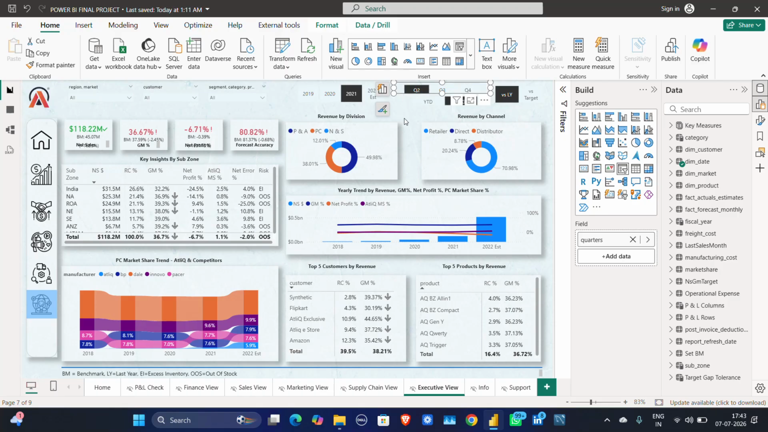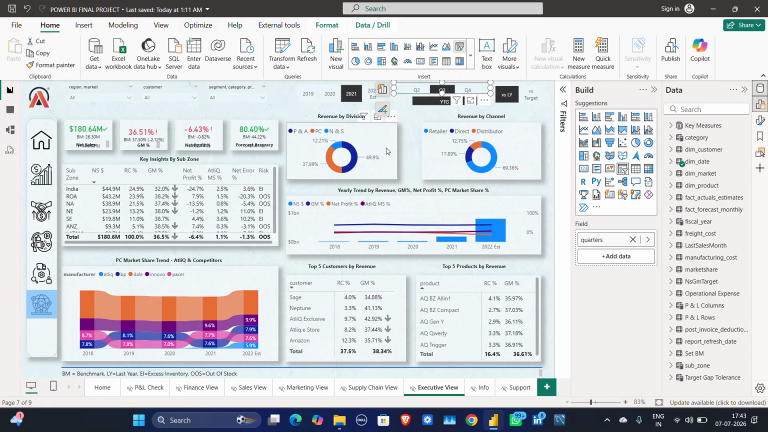Similarly, if I choose quarter 3, the analysis focuses only on quarter 3 and quarter 4, since those are the only quarters left in the fiscal year. That's why there is no year to date option here. This executive view is primarily focused on future planning and forecasting rather than reviewing completed performance.